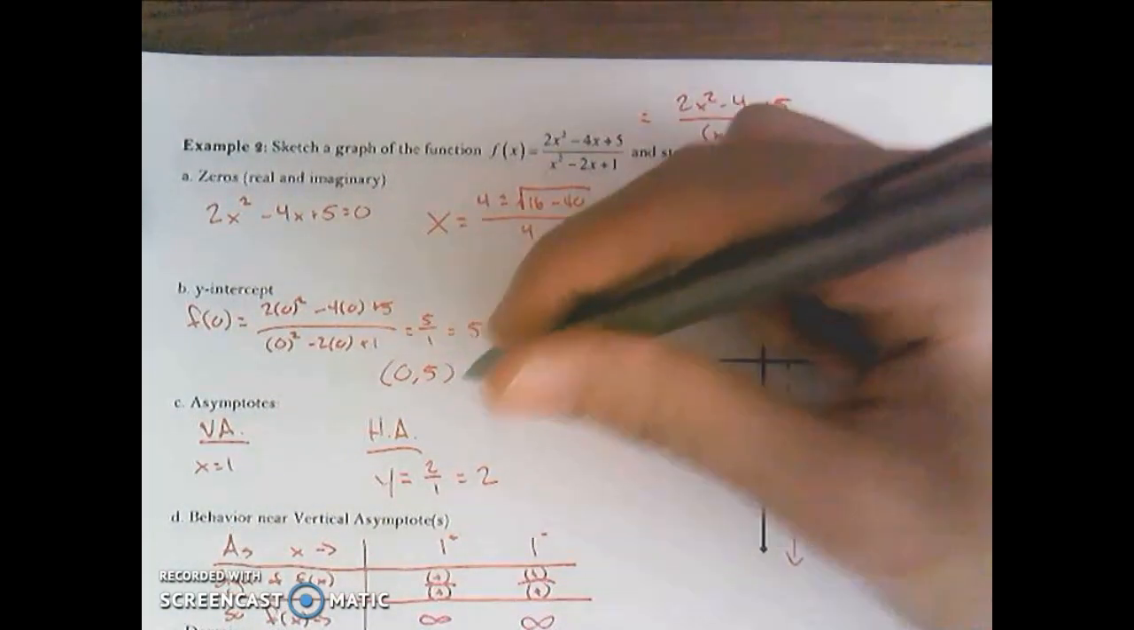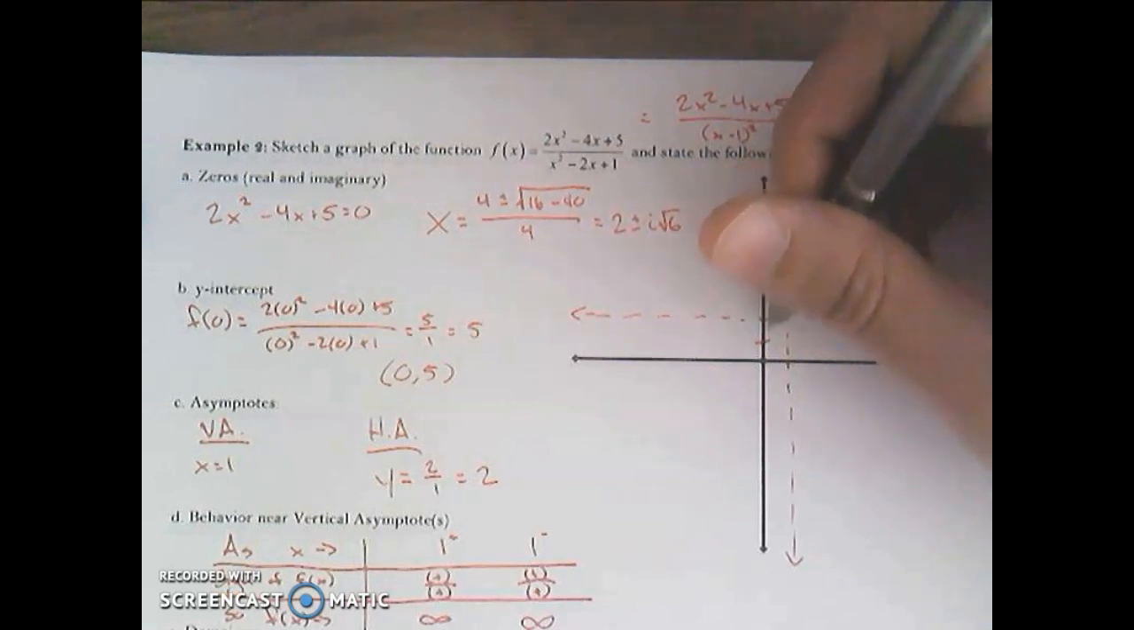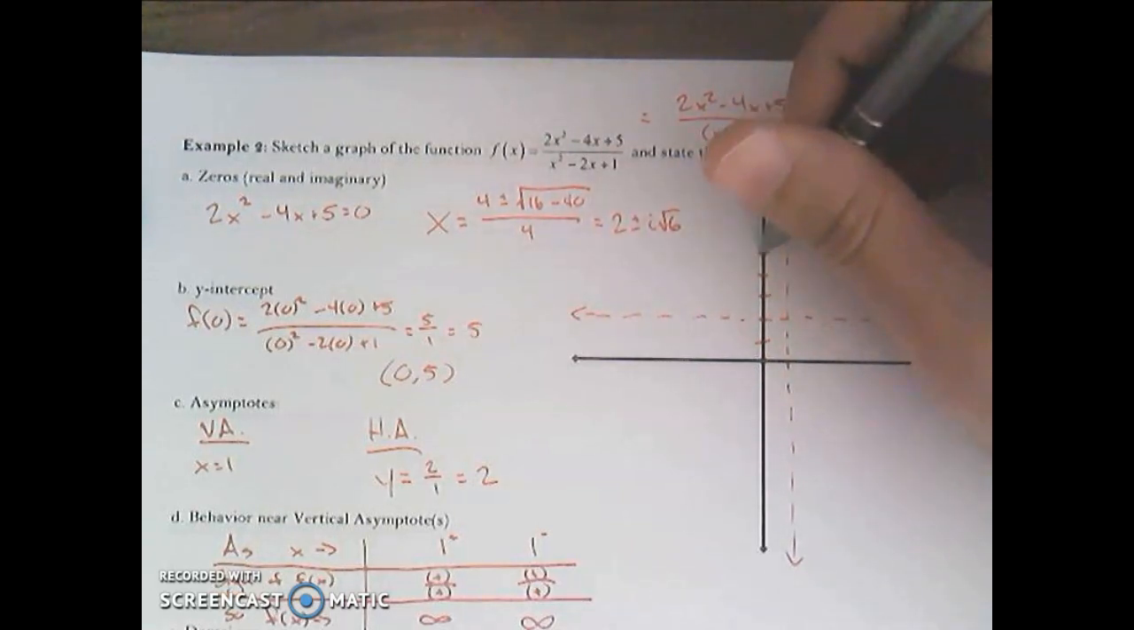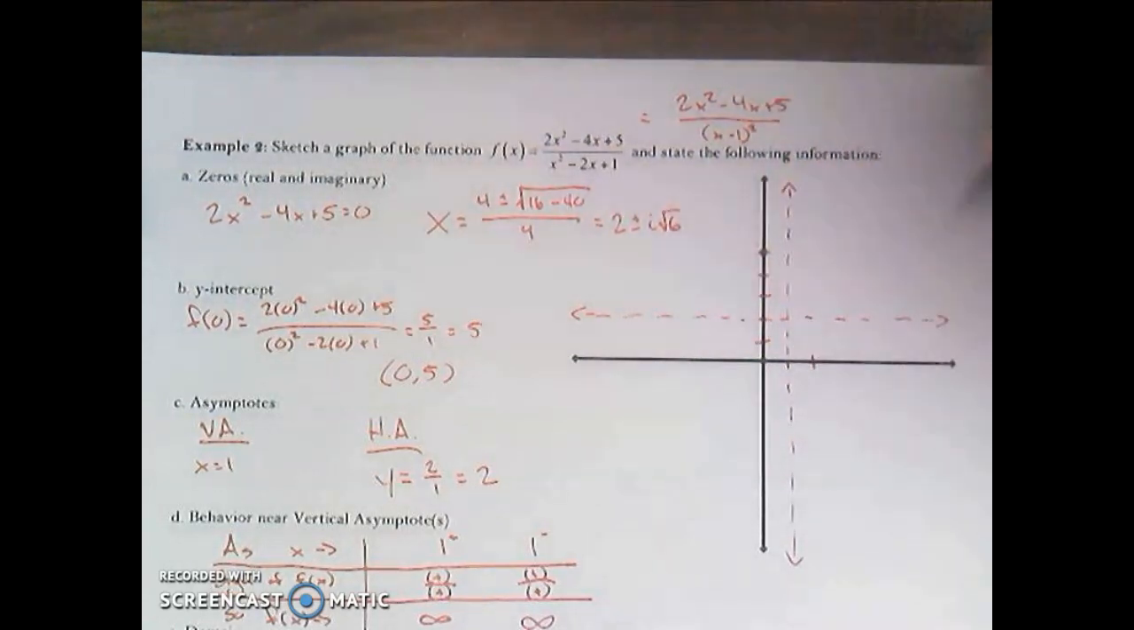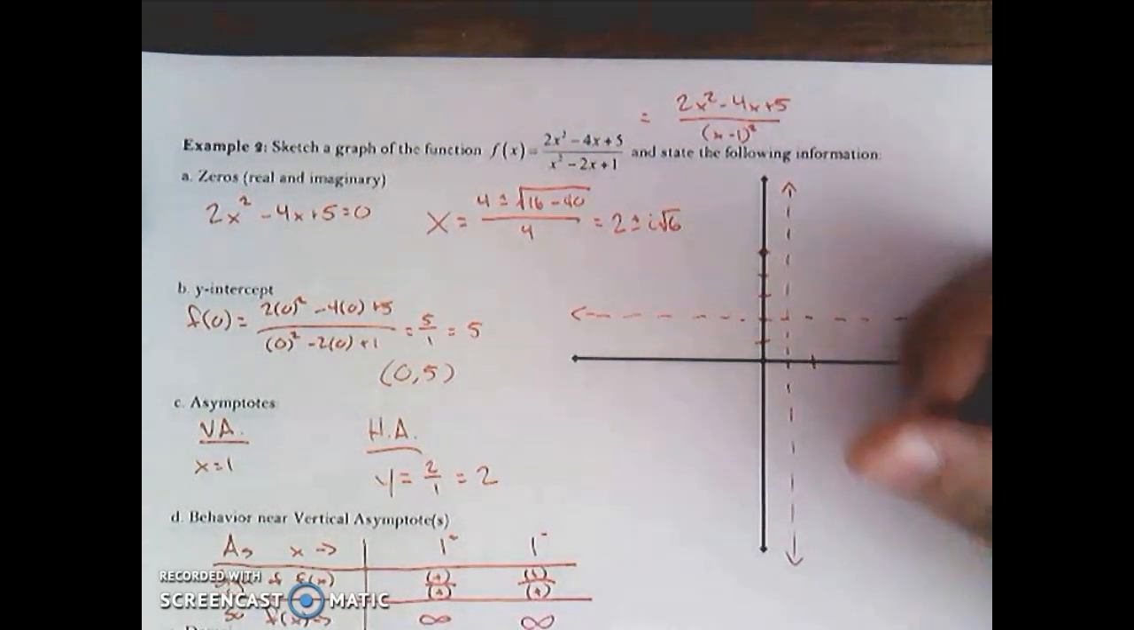So let's start to graph these. So again, we've got our y-intercept of 5. So 1, 2, 3, 4, 5. We've got a point here. Let's get a point on the other side of the asymptote. So we have 1, 2. Let's find f of 2. So I'll plug that in down here.